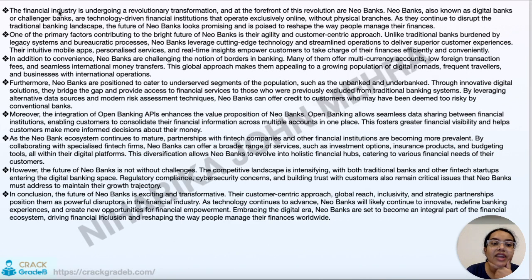This article says the financial industry is undergoing some transformation and these revolutions, are neobanks important? Whichever word you see repeating multiple times, see, neobanks, then again neobanks, neobanks, neobanks in every para, every second line, that means this article is about neobanks.